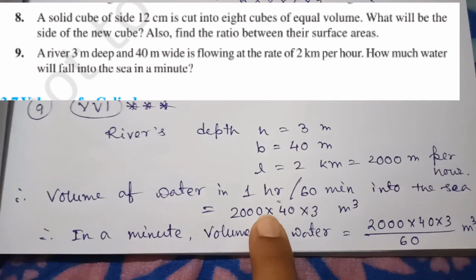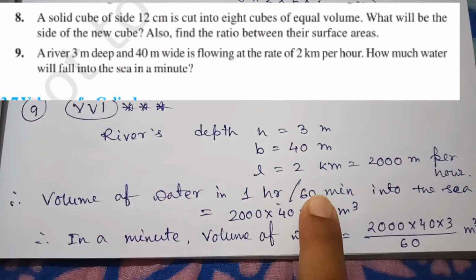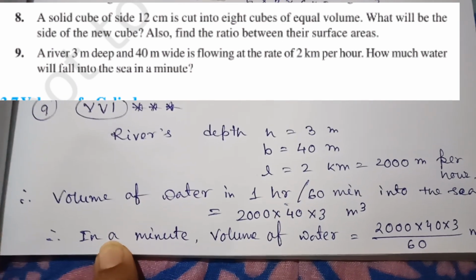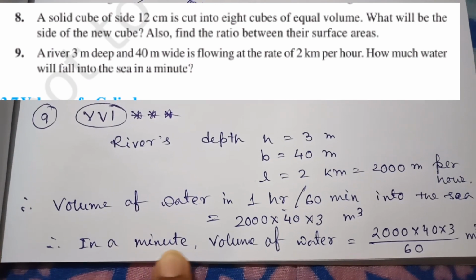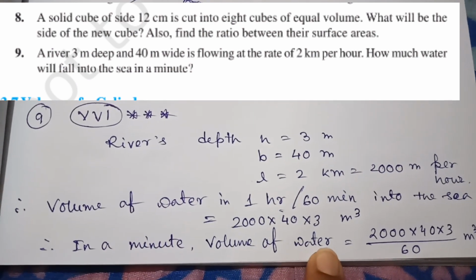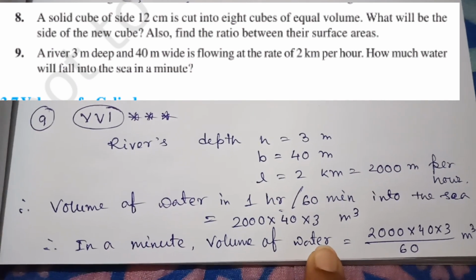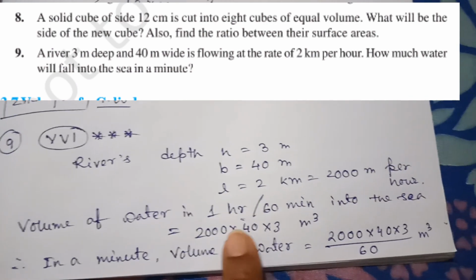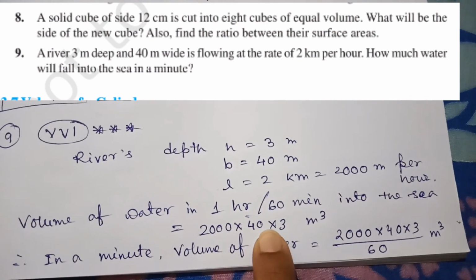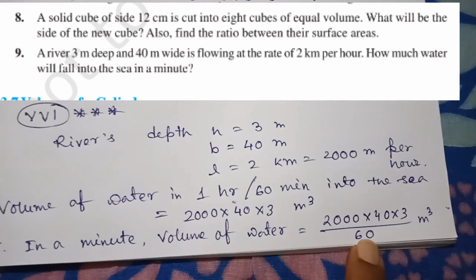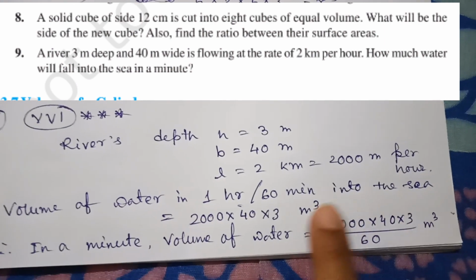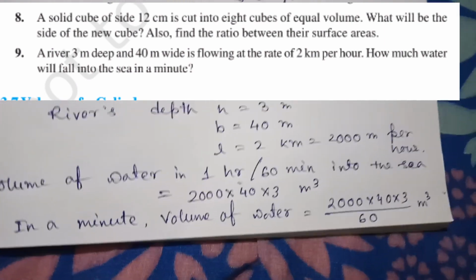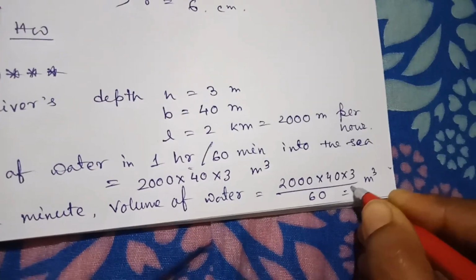Now this volume of the water was for 60 minutes. Now what do you want to find out from the question? You want to find out the volume of water in a minute, or how much water flows into the sea. So the volume of water in a minute is equal to the total volume of water in 1 hour divided by 60, and whatever the result will be, that also will be your homework.